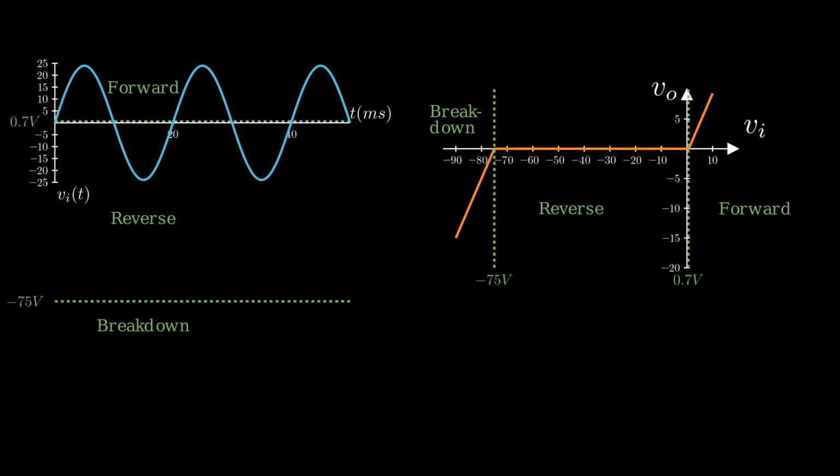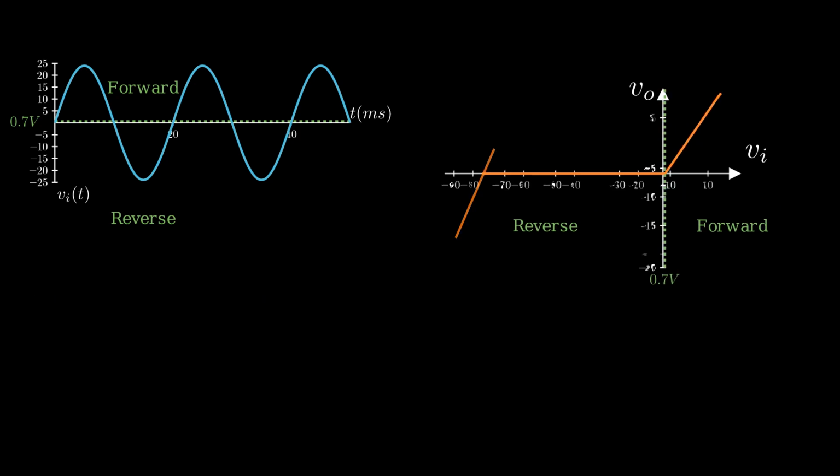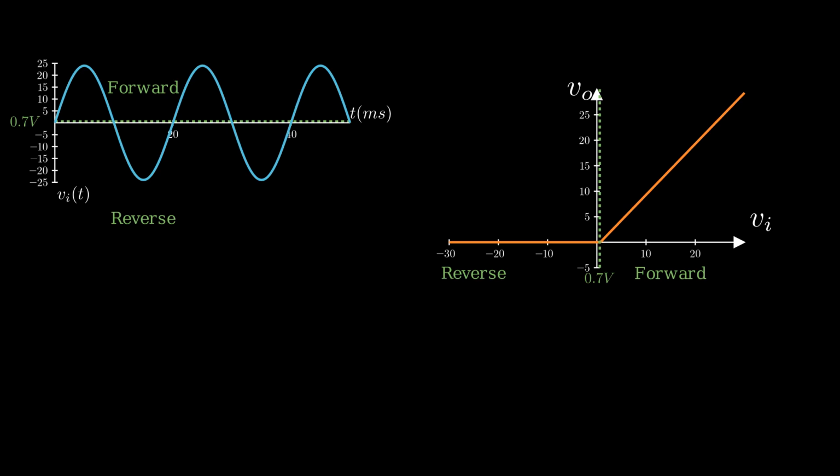We can see that the input signal crosses from the forward to the reverse region, but never into the breakdown region. So let's make some room by removing that border. Let's also zoom in on the transfer characteristic to match the range of the input signal.